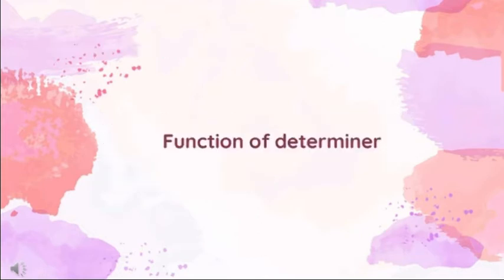Next, functions of determiner. First, determiners are used in a various case to clarify the noun. Second, adjectives, unlike determiners, cannot have corresponding pronouns. The third is determiners may be used to demonstrate or define something or someone. And the fourth is determiners may state the difference between nouns.